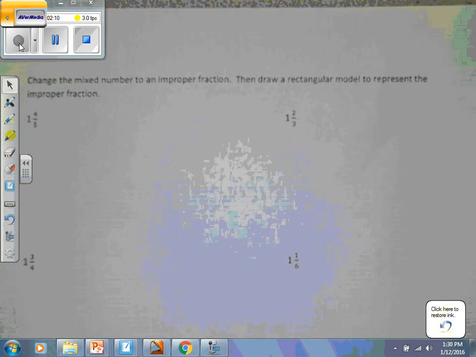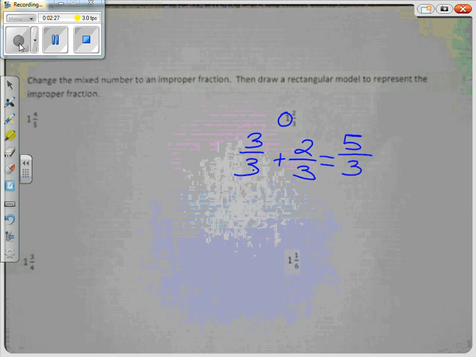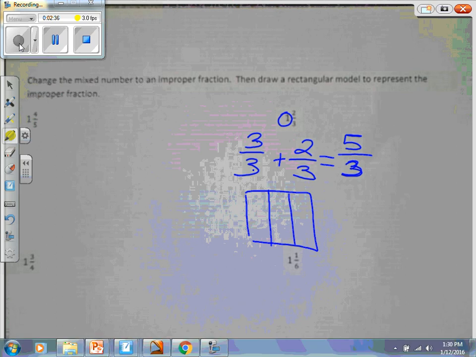Okay, number 2, I'm just going to show you the answer really quickly. We have 1 2/3, so I have 2/3 plus, and I'm going to change my 1 whole to 3/3. 3/3 plus 2/3 is 5/3. And I'm going to go ahead and show you my rectangular model. I have a denominator of 3, so I have 3 pieces. And out of those 3 pieces, I need to have 5.